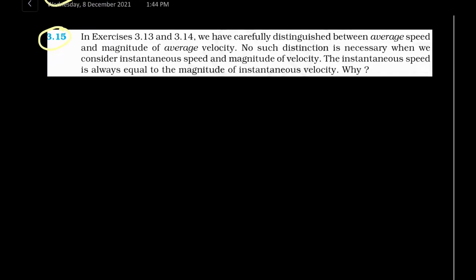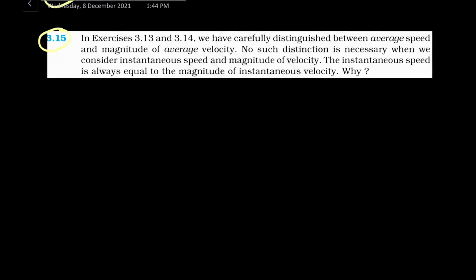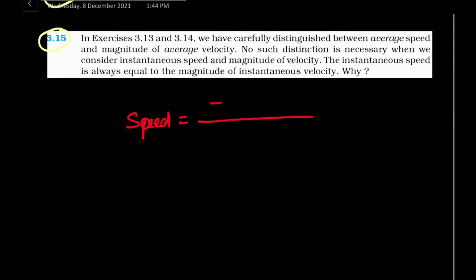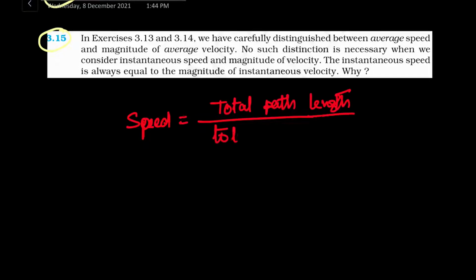First of all, let us understand what is speed and what is velocity. We know that speed is equal to total path length divided by the total time. Here path length means the total distance traveled, the distance of the path it has covered, divided by the time interval we are considering. If we are calculating the speed in meter per second, then in 1 second of time, how many meters of distance are traveled, how much path length is covered.